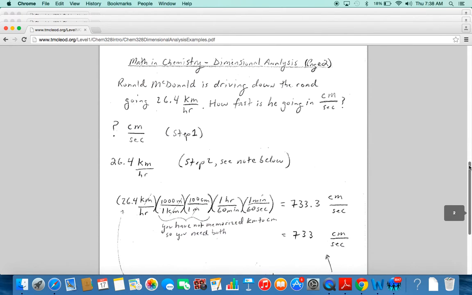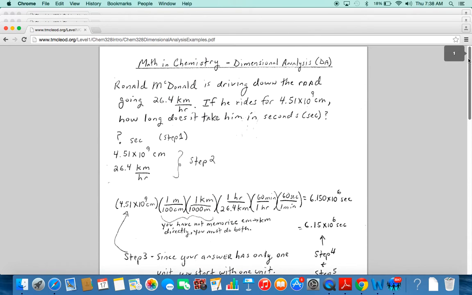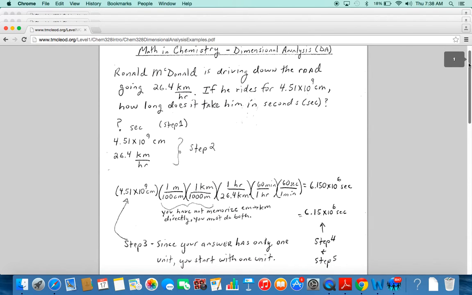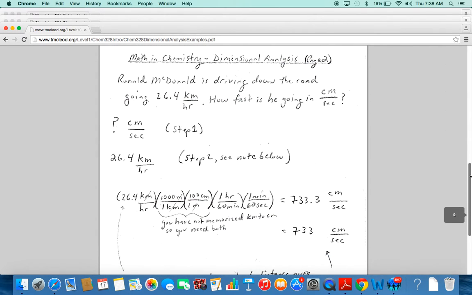Now here's another example. Here it says Ronald McDonald is driving down the road going 26.4 kilometers per hour. How fast is he going in centimeters per hour? So unlike the first one, which you'll see in a different video, I can actually do an equation called the speed equation to solve this. This one here you can't, because all we're doing is going from one unit set to another unit set. So you'd have to use dimensional analysis.